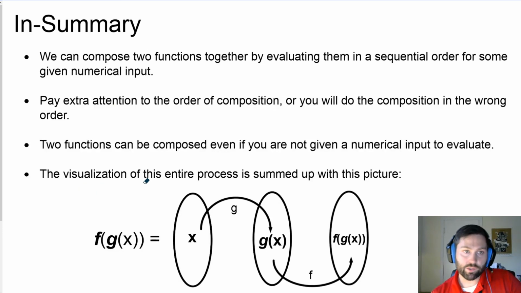So that's it, guys. We can compose 2 functions together by evaluating them in sequential order for some given numerical input, but you have to pay extra attention to the order of composition, or you'll do the composition in the wrong order. The 2 functions can be composed even if you're not given a numerical input to evaluate. That was what I did with the variables, and the visualization of this entire process is summed up with the picture below.